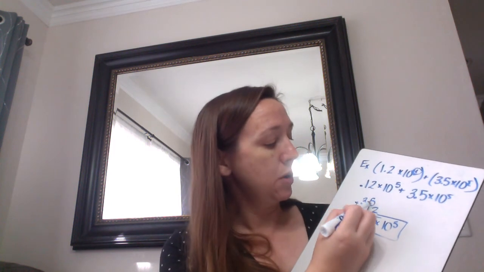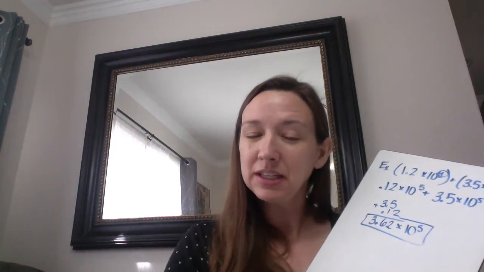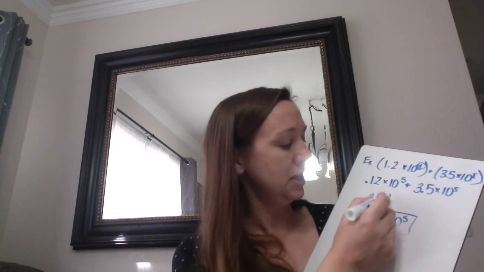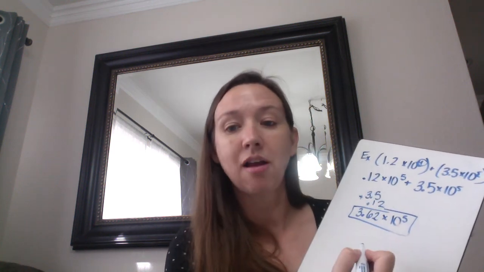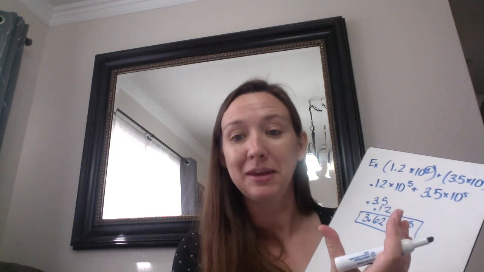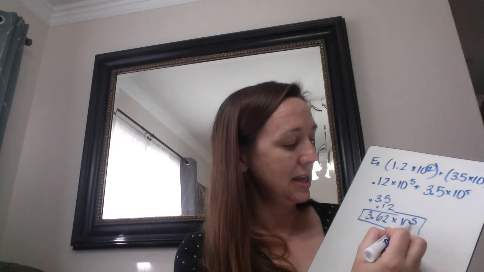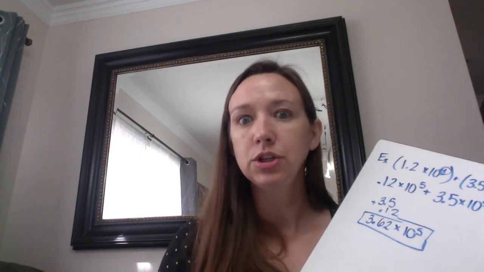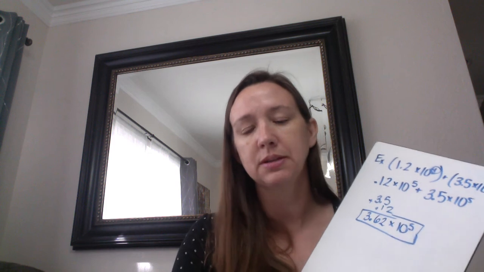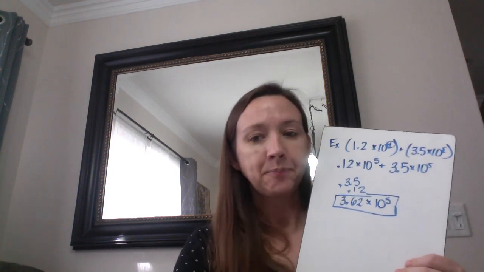So I take 3.5 and 0.12. I line up my decimals. If you noticed from method 1 and method 2, this part here is exactly the same. The 5 and the 1 are aligned up with each other. That's what we're going to be adding together. I get 3.62 times 10 to the 5th. This is the exact same answer as method 1, which it should be. If there were different answers, we're doing something wrong. So that's the second way to do it. Okay? Good job.